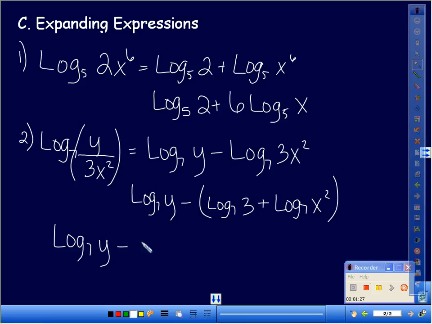I can put the 2 in front, and I can distribute my negative. Log 7 of 3 minus 2 log 7 of x. And I am expanded. So expanding is so we understand the properties of logarithms. Most of the time we're going to be condensing so that we can solve equations.